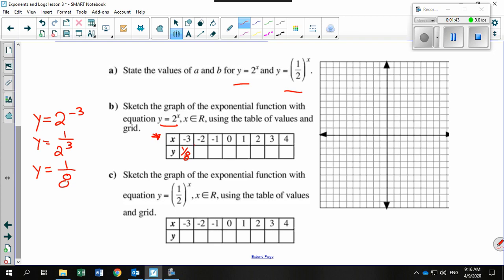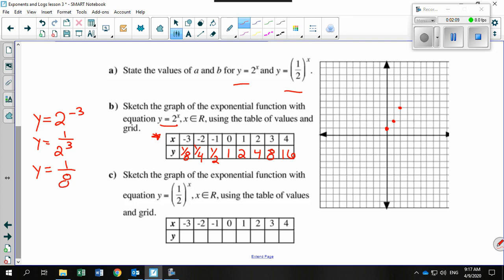So the first one is going to be 1/8. Then we're going to get 1/4, 1/2. We know anything to the power of 0 is 1. Then we're going to get 2, 4, 8, and 16. So I'm going to plot those points on my graph. So at 0, we have 1. At 1, we have a value of 2. At 2, we have a value of 4. At 3, we have a value of 8.